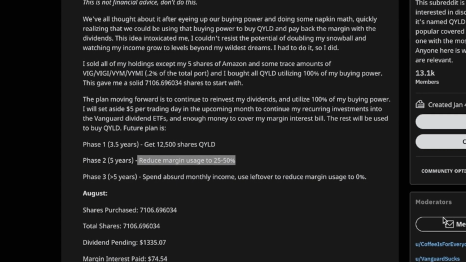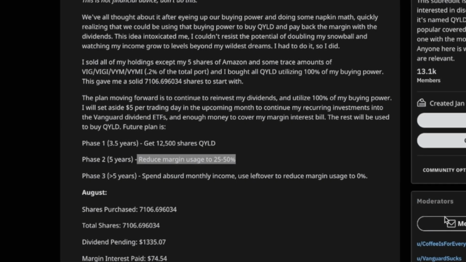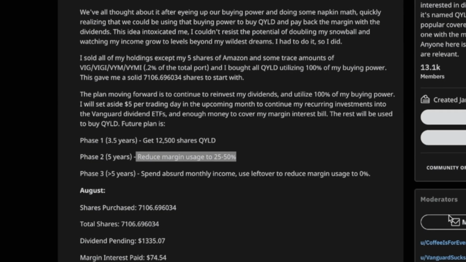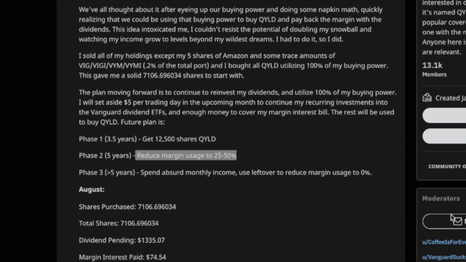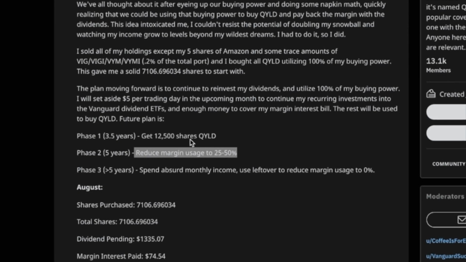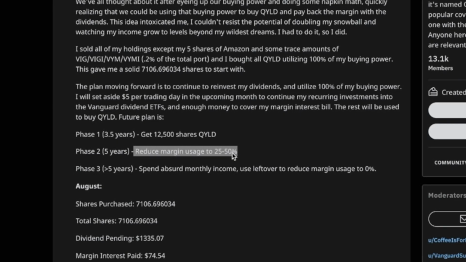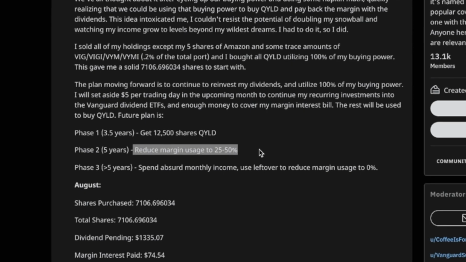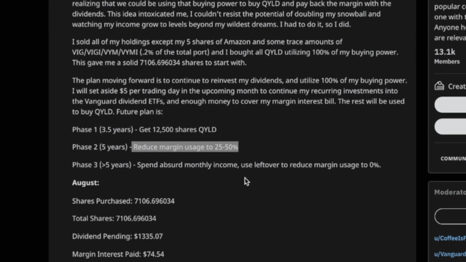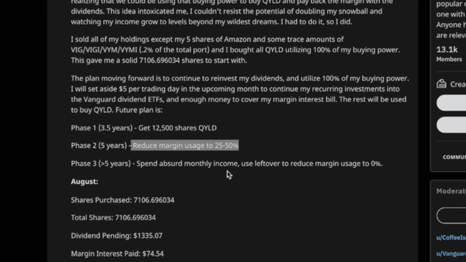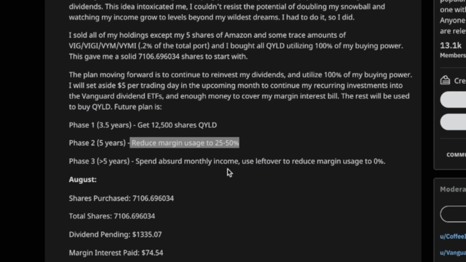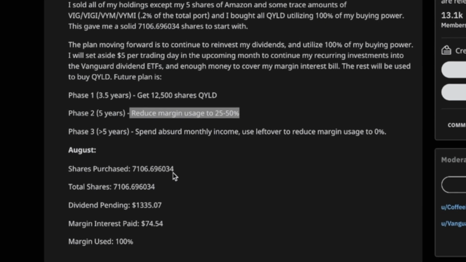All right, so when he gets to phase 2, his goal is to reduce his margin usage to 25 to 50%. And basically, I think he's doing this by either eliminating how many shares he buys when the dividend comes out completely, or at least mostly, so that he can get down there pretty quickly. That seems like a solid plan to de-lever if you get to that point without getting a margin call. And then phase 3 is just to get rid of the margin used and enjoy the dividends and retire and have fun.